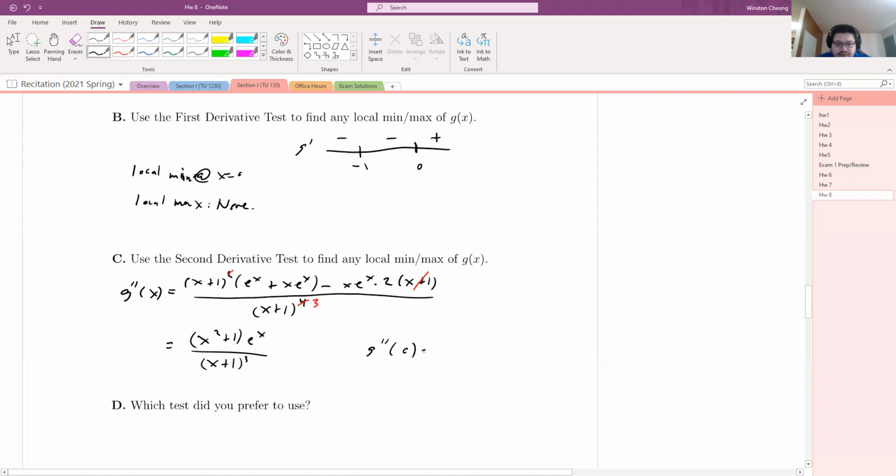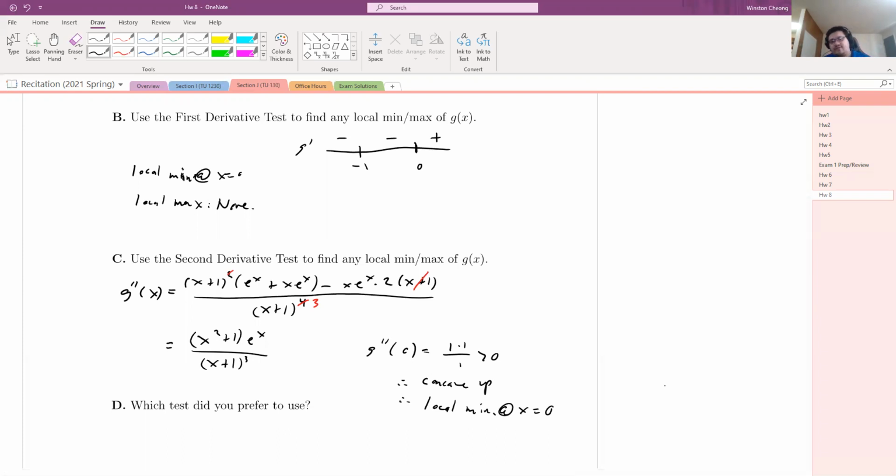So I just need to plug 0 into the function, and I end up with 1 times 1 over 1. And the key point is that this is positive, which means that the situation is concave up, which means that what we have is a local min. Okay. And I'll specify this is a local min at x is equal to 0, right? So this second derivative test applied to x equals 0 tells us that that is a local min.